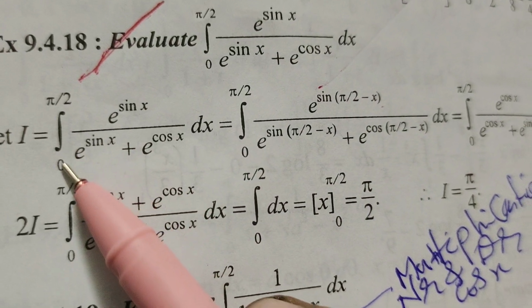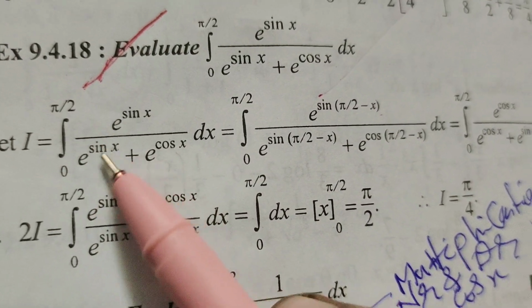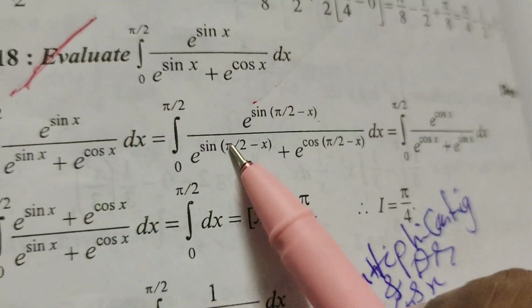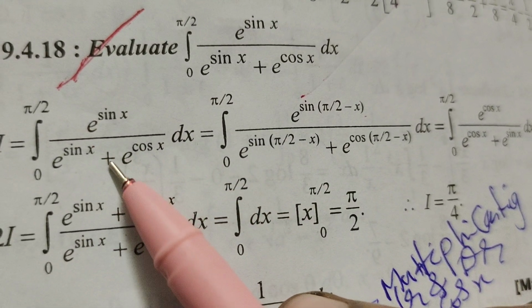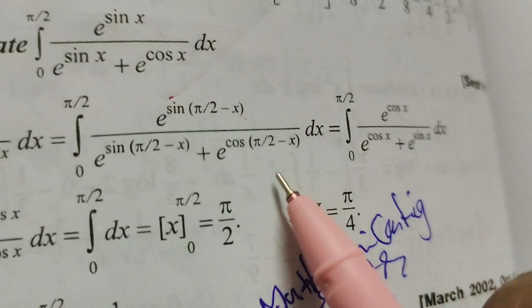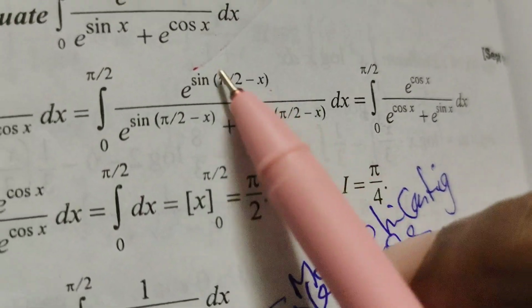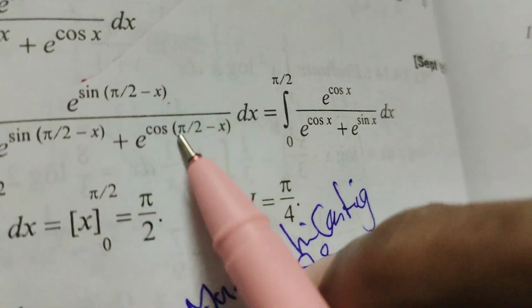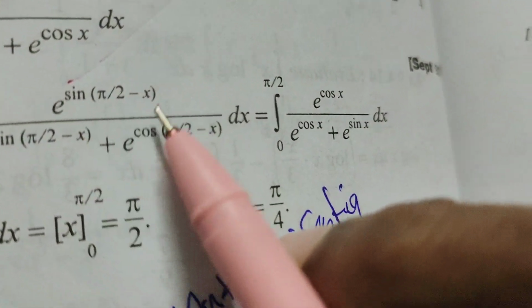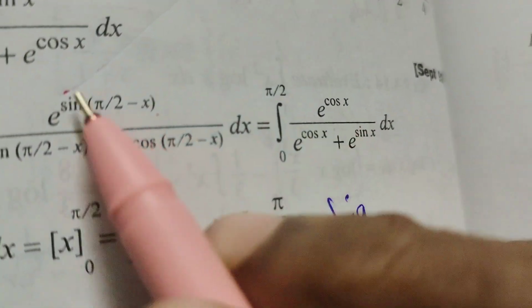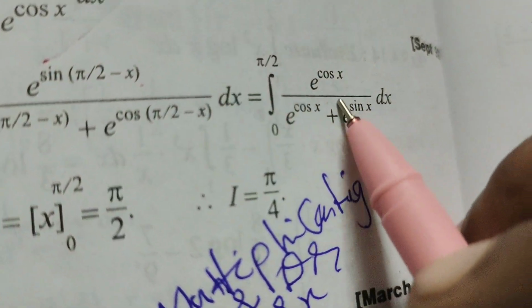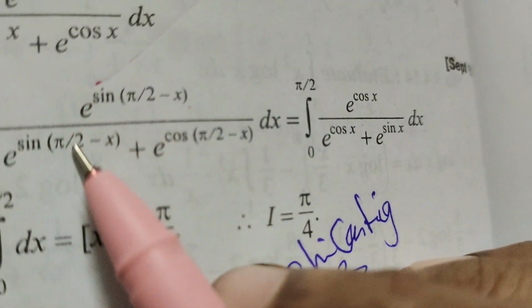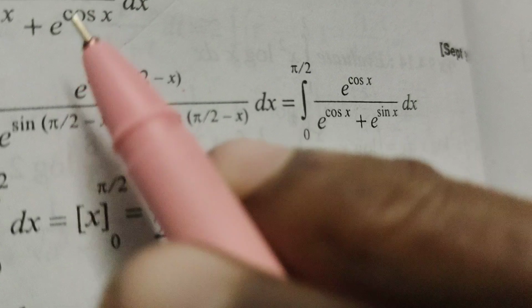Here also, the denominator is e power sin of pi by 2 minus x plus e power cos of pi by 2 minus x. Then we'll get it by the angle formulae: sin 90 minus theta is cos theta. Therefore e power cos x. Here also sin 90 minus theta is cos theta.